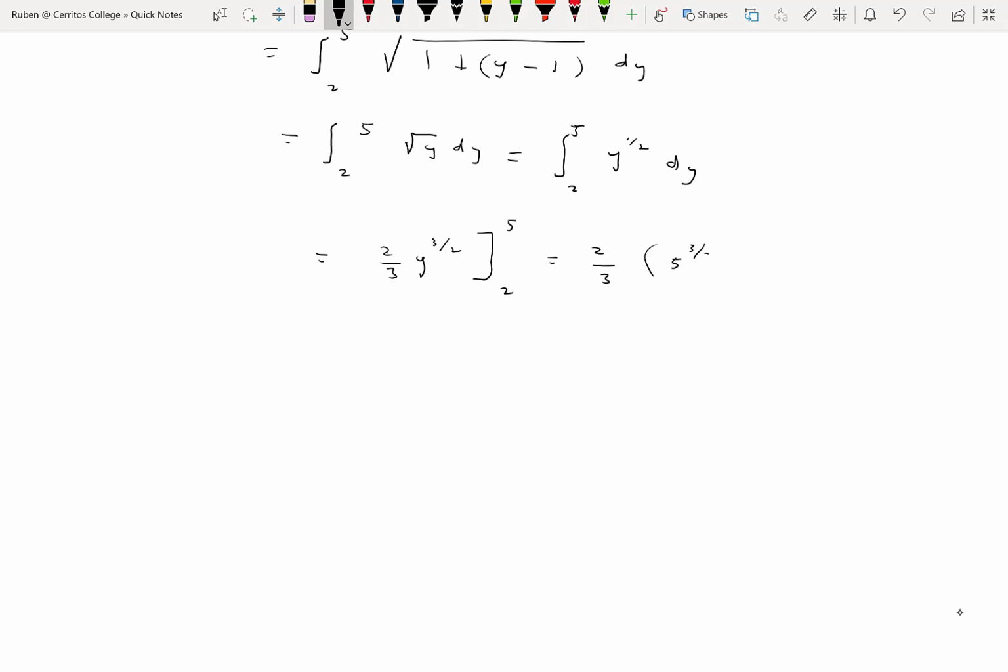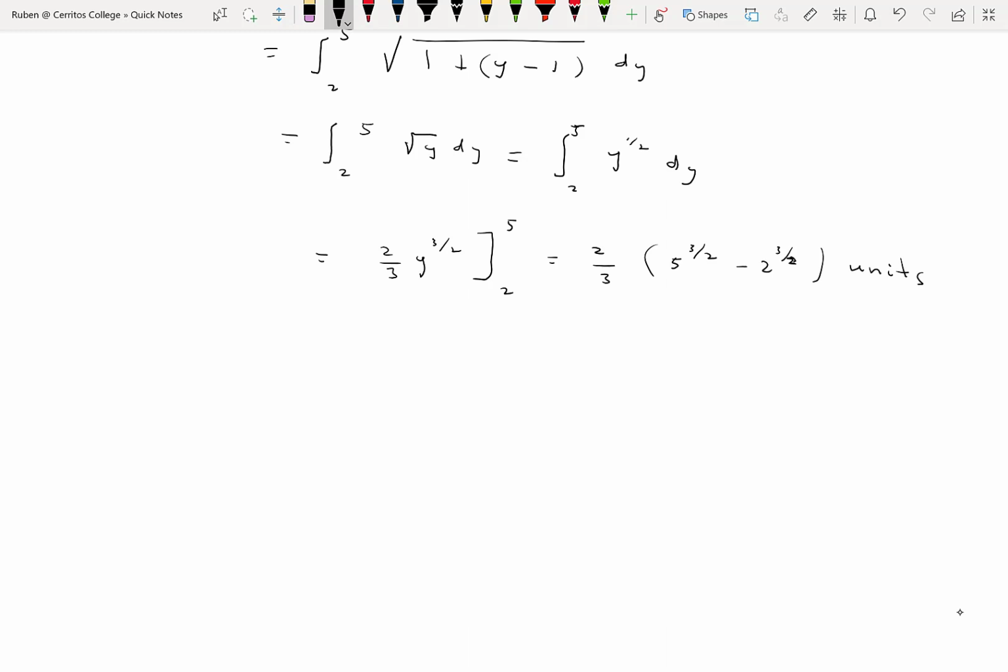5 to the 3/2 minus 2 to the 3/2, which is just fine. You could write 5 to the 3/2 as 5 radical 5 if you wanted to, and similarly for 2 to the 3/2. And our units of length, arc length, are units.